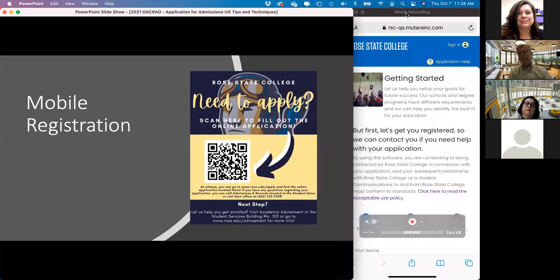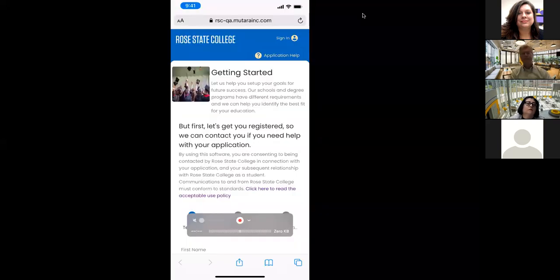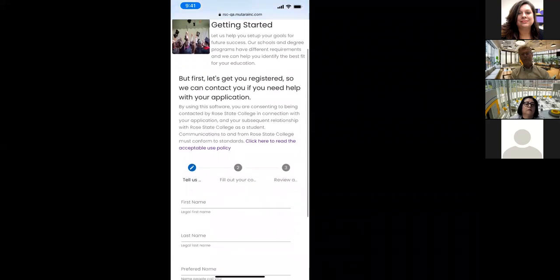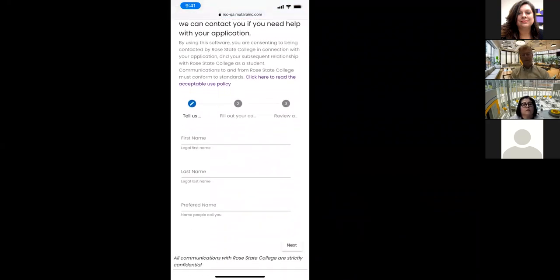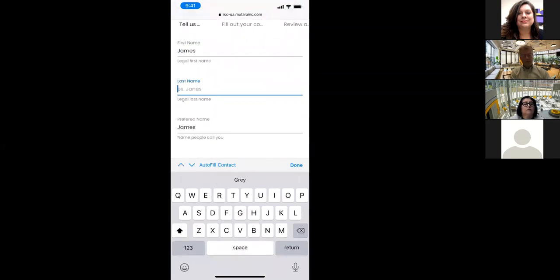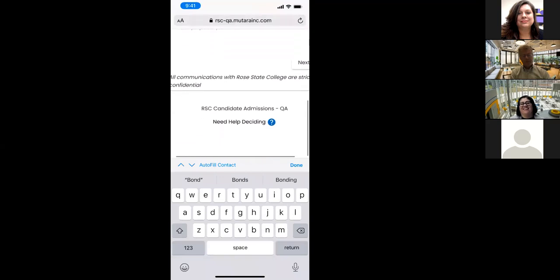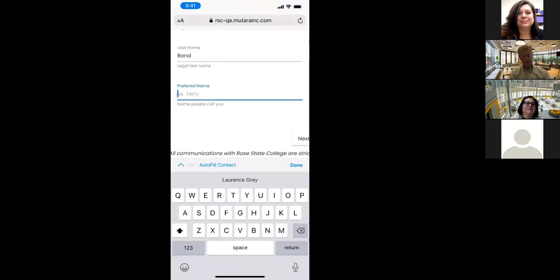And so let me do this, and I'm gonna just zoom into this screen right here. And again, it's just 3 steps, right? So first is who am I? Second is contact information. And third is basically just create my user profile. So I'm gonna put in the name James Bond, because of course the James Bond movie is coming out this week. And his preferred name is not James, it's gonna be 007.